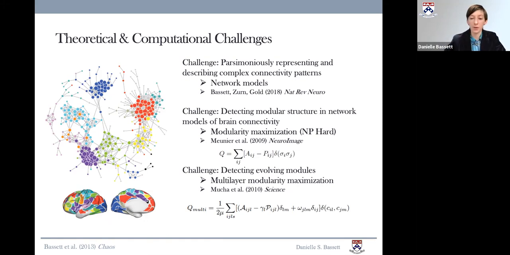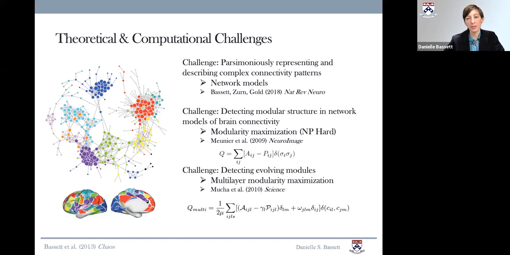So for that, we use multilayer modularity maximization, and we use particularly the formalism that was proposed by Mucha et al. in their 2010 paper in Science. And I'm not going to go into the details of these approaches. Again, I'm going to stick pretty high up at the conceptual level, but I have placed references throughout that you can go look up if you're interested in understanding the details more precisely.